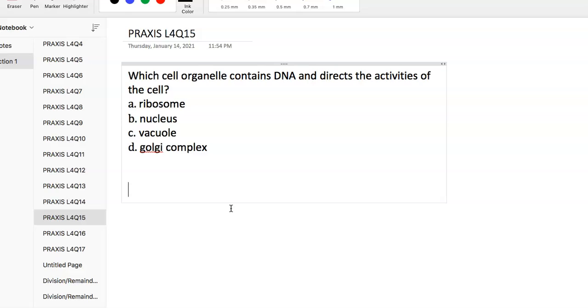Which cell organelle contains DNA and directs the activities of the cell? That is the nucleus. Nucleus directs all cell activities. It contains the hereditary material of the cell, which is the DNA found in chromosomes. The nucleus, should be mentioned, is encapsulated by the nuclear membrane.